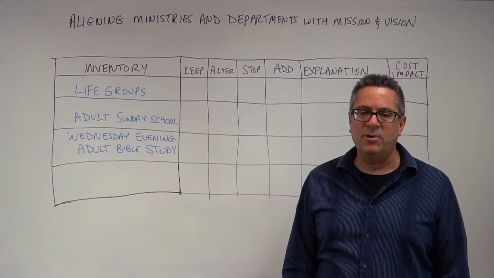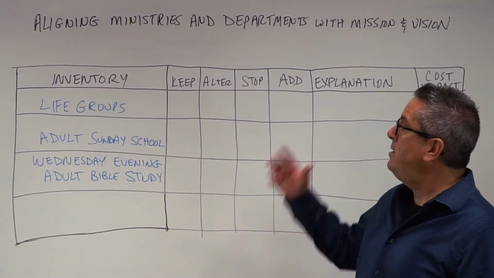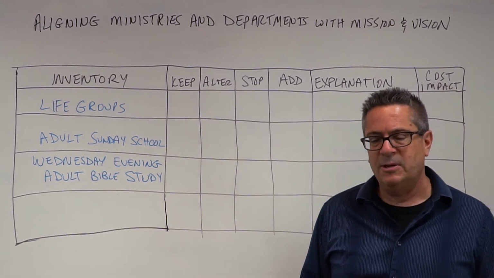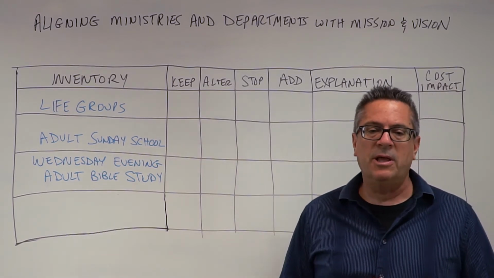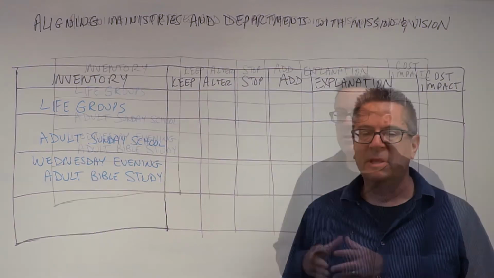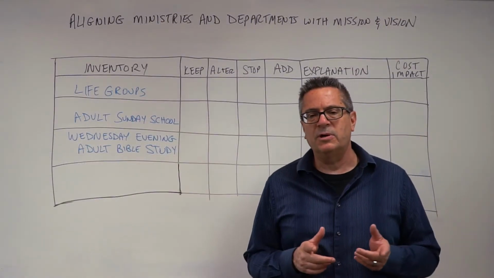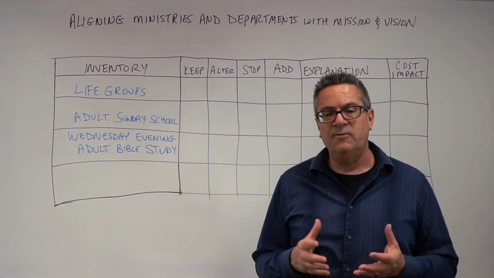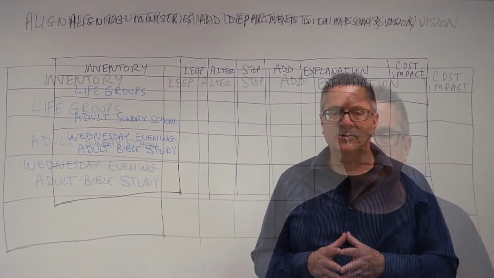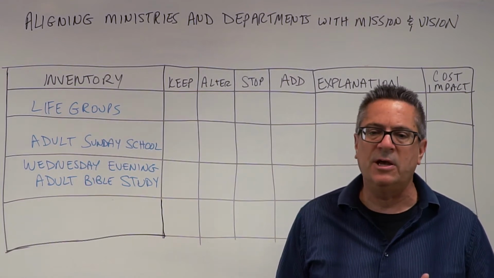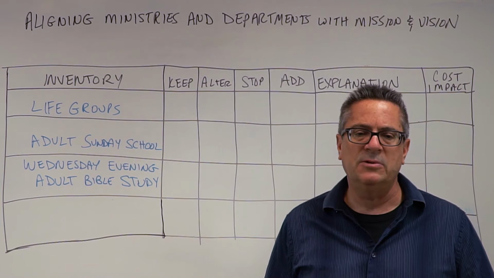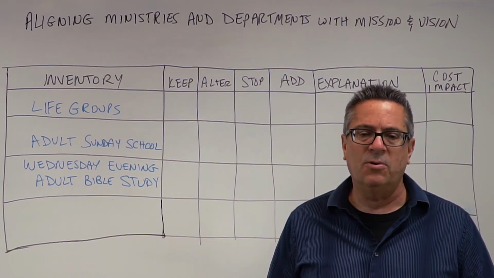And on today's whiteboard, we're going to look at aligning ministries and departments with mission and vision. And I'm going to give you a simple tool that'll help you to do exactly that. The tool assumes one thing though first, and that is that you have some clarity on your mission and vision, and ideally your values. So if you have clarity on mission, vision, and values, you can use this tool to help align your ministries and departments accordingly.